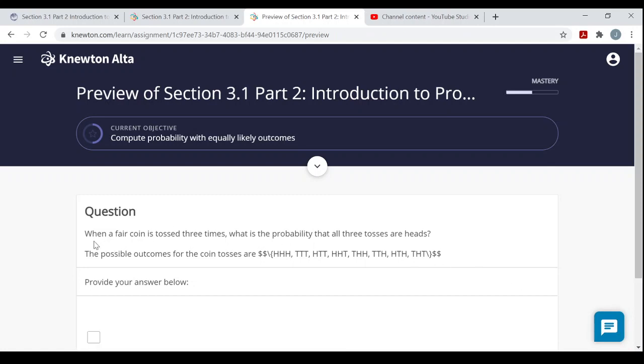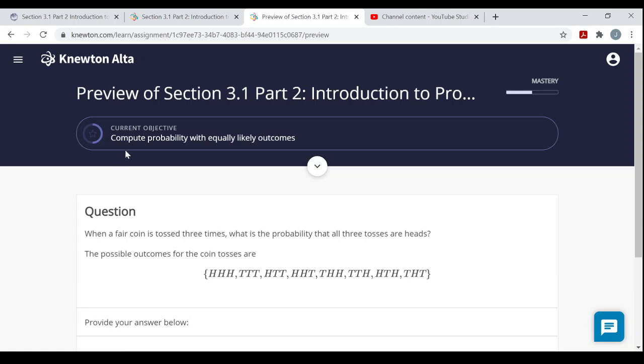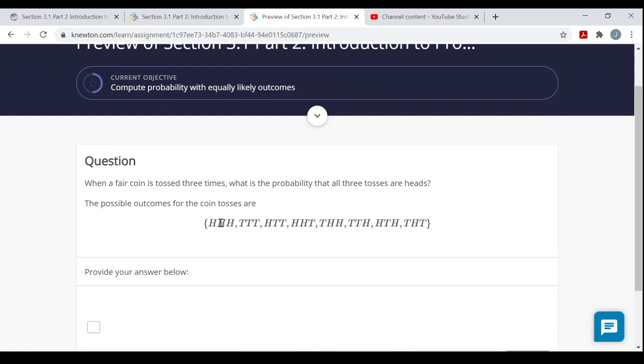All right, so here we go with another question. Same objective. When a fair coin is tossed 3 times, what is the probability that all 3 tosses are heads? Now, they give us the sample space. When you toss a coin 3 times, all 3 can be heads, all 3 could be tails. The first one could be a head, then the next 2 tails, the first 2 heads, then the last 1 tails, the first 1 tails, the next 2 heads, the first 2 tails, the last 1 heads, heads, tails, heads, tails, heads, tails. There are 8 outcomes.